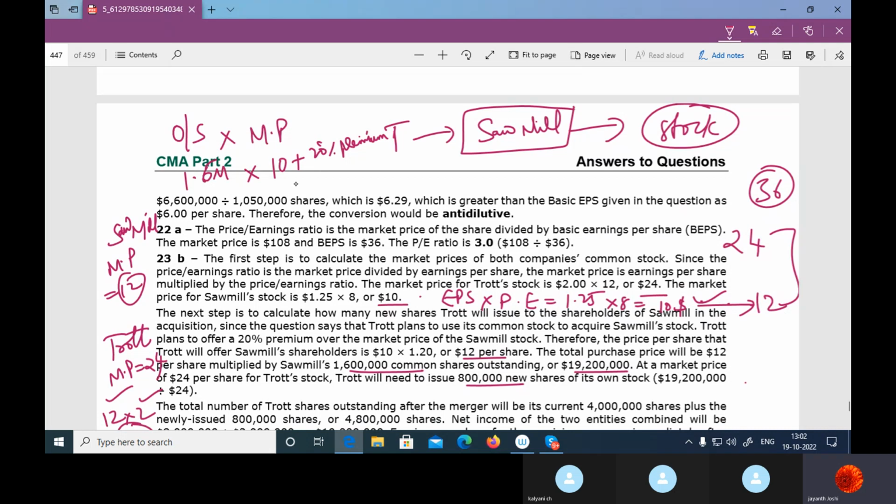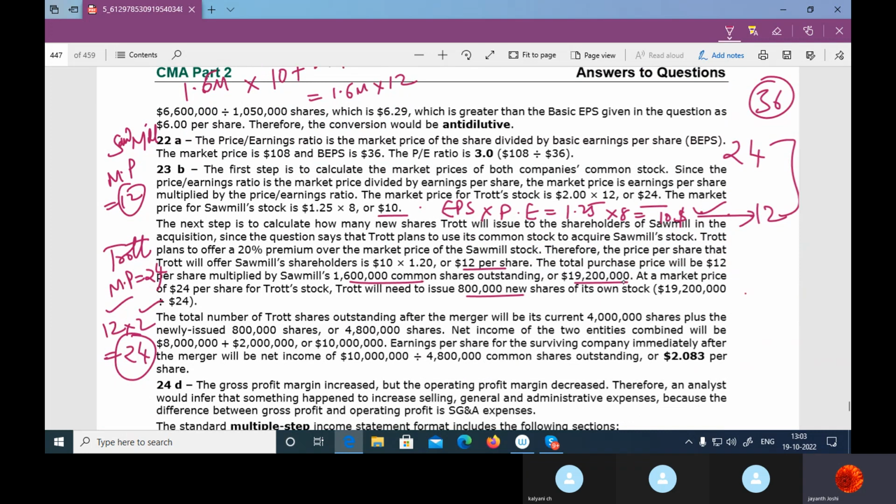Correct? So actually the value of sawmill is 1.6 million into 10, that is 1 crore 60 lakh. But since Trot is ready to pay a 20% premium, they are ready to pay 12 rupees for one stock. So what will be the value? 1.6 million into 12. So the value will be 1 crore 92 lakhs. How much? Come on, tell me yes or no.